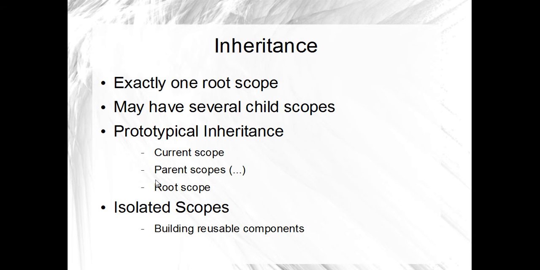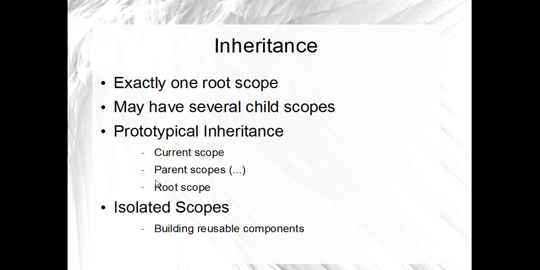So coming to the inheritance, any Angular application has exactly one root scope, but it might have several child scopes. The application can have multiple scopes because some directives can also create new child scopes. And when these new scopes are created, they are added as children of the parent scope. So this creates a tree structure which parallels the DOM where they are attached.